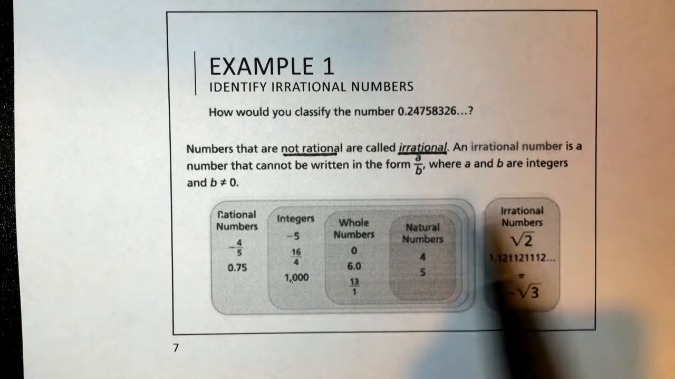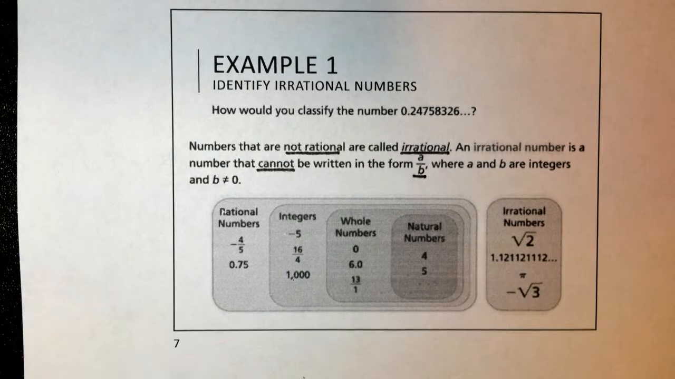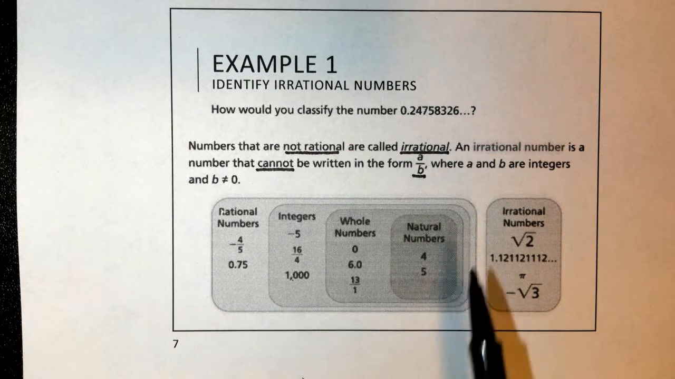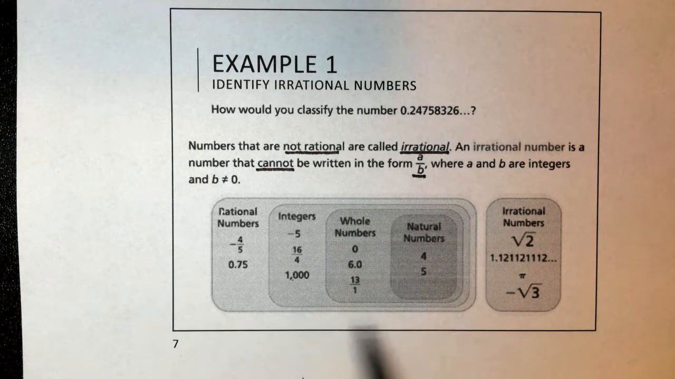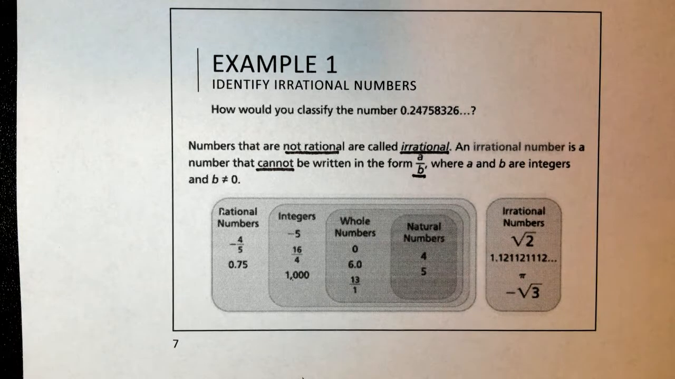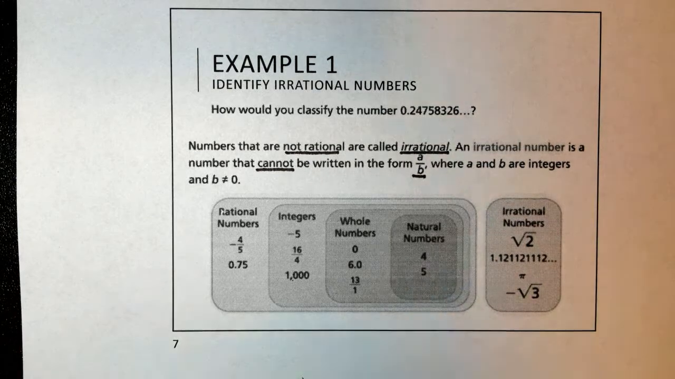Okay, so an irrational number is a number that cannot be written in the form A over B, where A and B are integers and B does not equal 0. So irrational can't be written in fraction form. It can't be written as that ratio. So here we have rational numbers. Integers, whole numbers, and natural numbers are considered rational. And then we have this category of irrational numbers that can't be written as a fraction. So that's what we're going to be looking at in the lesson today. We're going to be looking at what are irrational numbers.